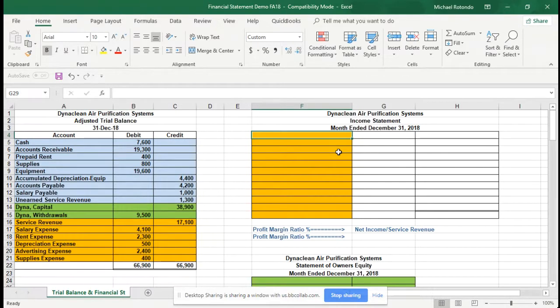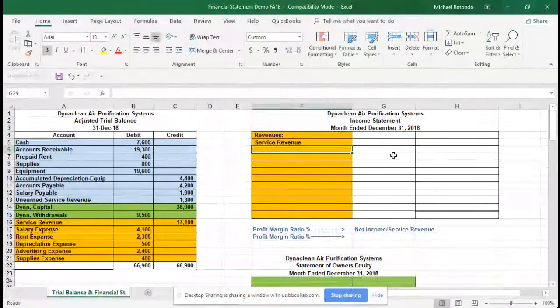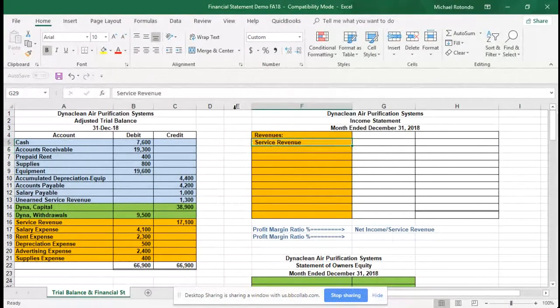So what goes on an income statement? Well, revenues are first. So we're going to type in revenues. And that's going to be a heading. And we only have one revenue. We have the service revenue. So we're going to put that right below it. And we should indent that a little bit.